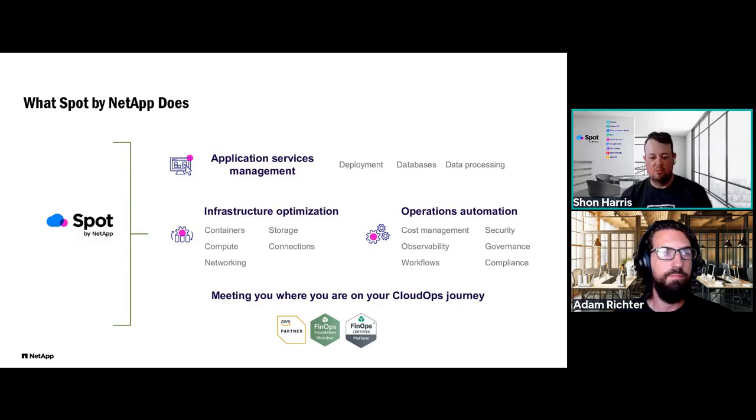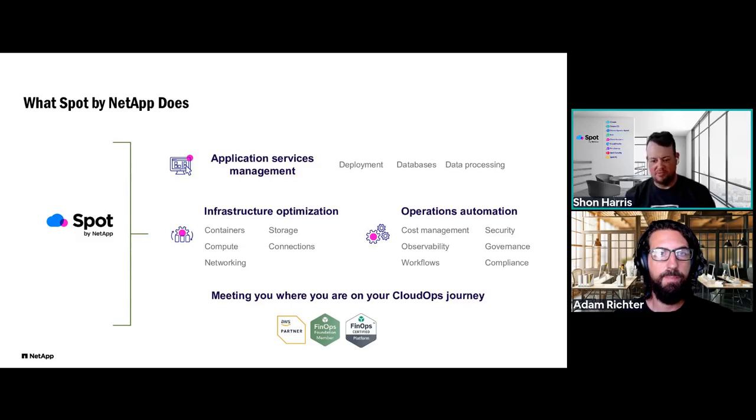Basically, at the end of the day, we meet you where you are on your cloud ops journey. We're an AWS Premier Partner. We're a FinOps Foundation member, and we're a FinOps certified platform. And last week, we were introduced as one of the first tools on the market that is FinOps Focus certified.